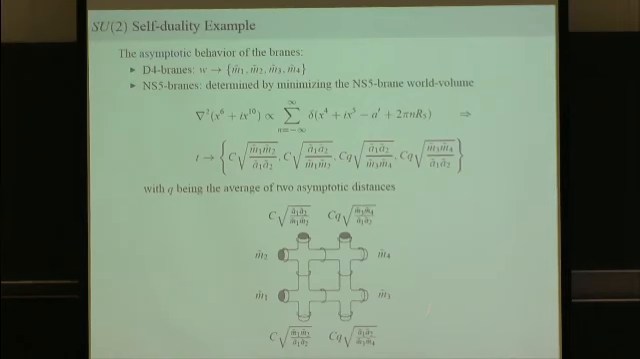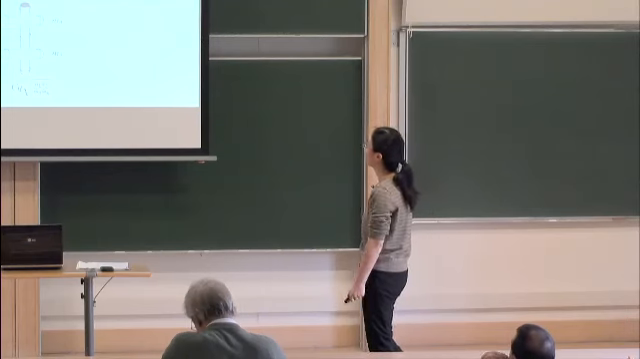This can be done by looking at the asymptotic behavior of the branes. At least it can be partially found explicitly. So the asymptotic values of the D4 branes are what we set down from the beginning, it's M1, M2, M3, and M4 that are the 4 flavor masses.